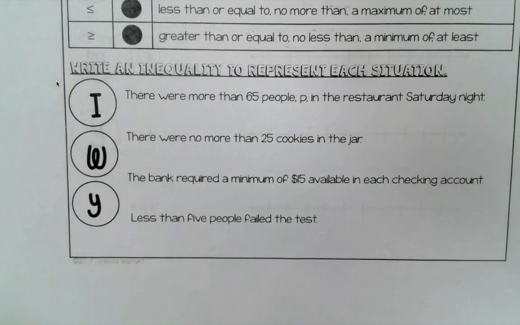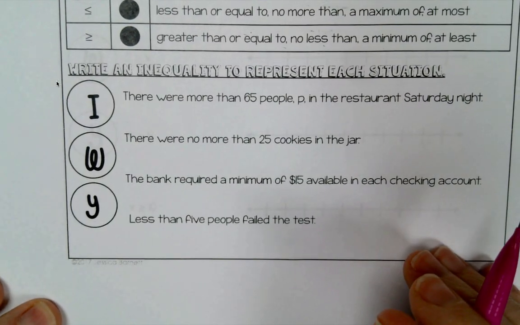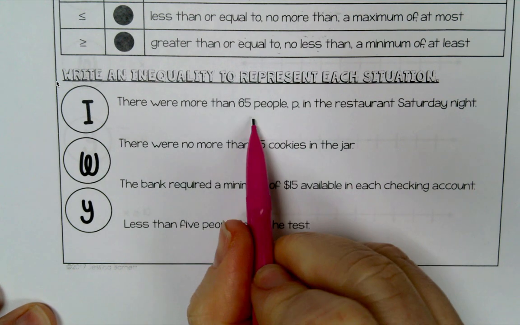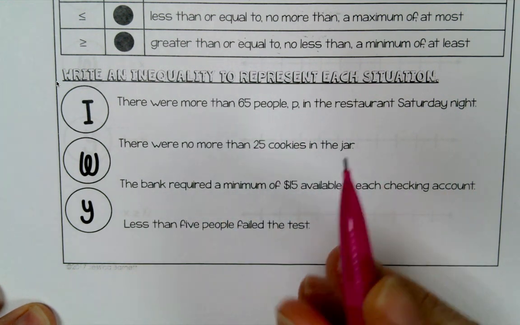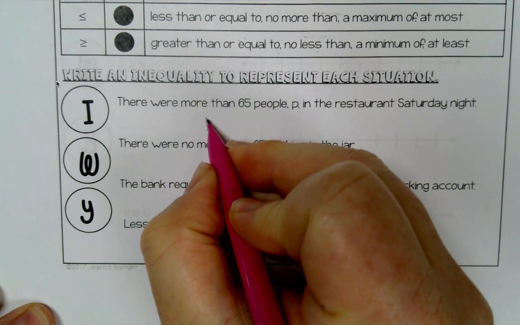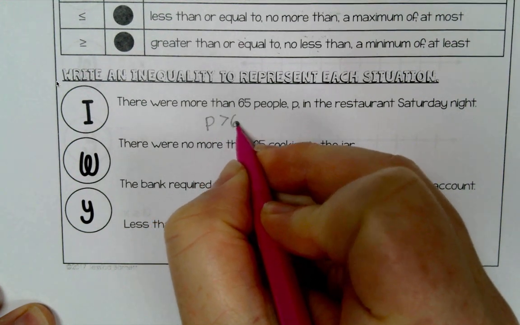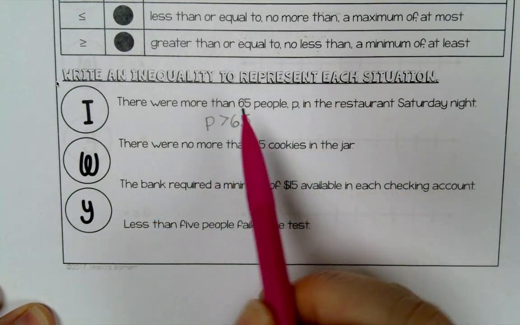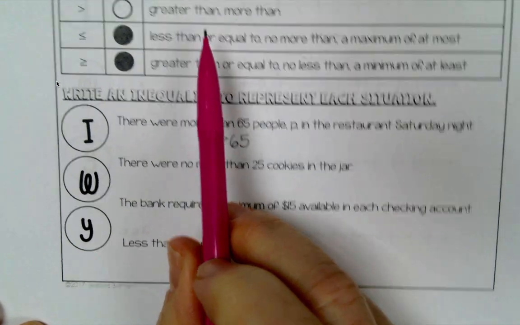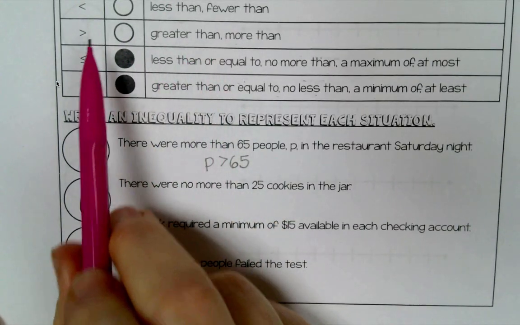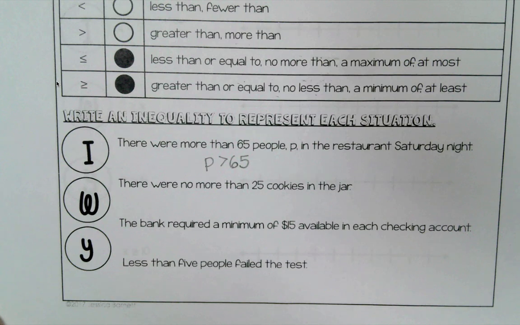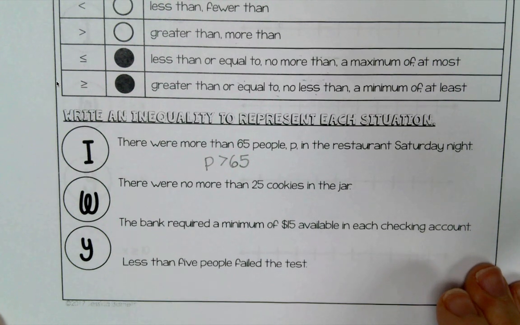Okay, so we're going to write an inequality with each situation to kind of review from our notes the other day. So there were more than 65 people, P, in the restaurant Saturday night. So the number of people, P, was greater than 65. And if you're not sure, you can always go back and look up at our notes. Greater than, okay? And we're just writing the inequality. We're not going to graph it yet.